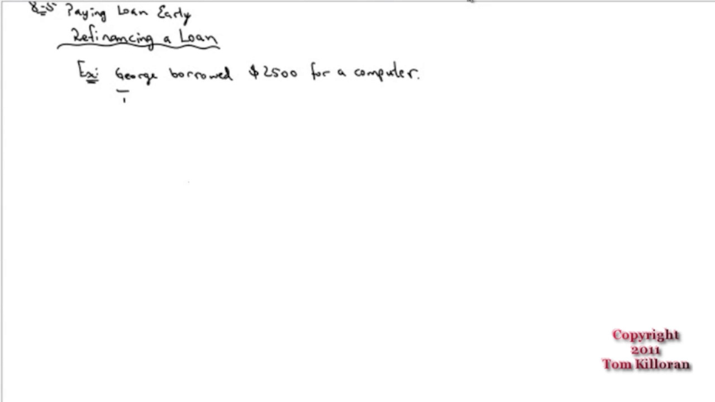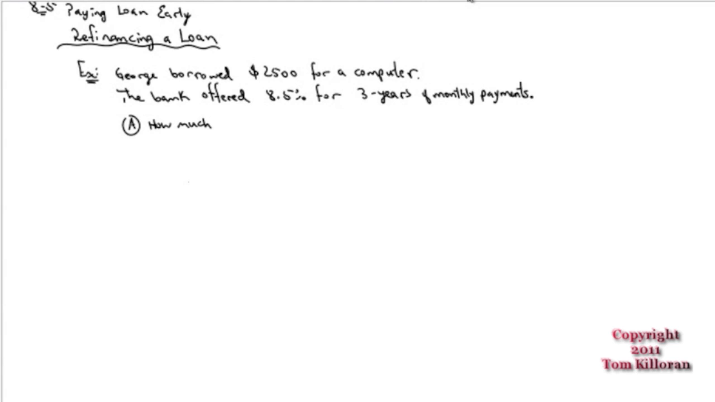The bank offered 8.5% for 3 years of monthly payments. Okay. So I guess question number one is, A, how much is the required payment? How much is R?